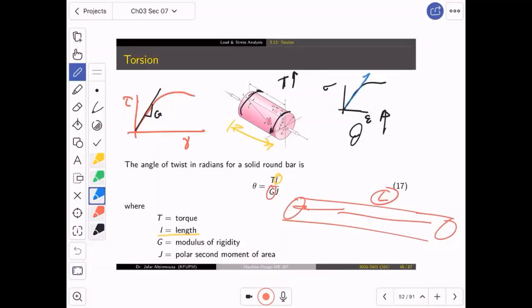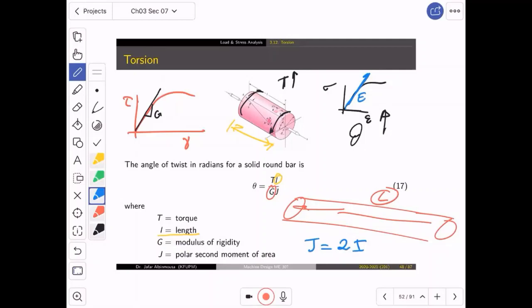Just as when we say that this slope is E, similar to sigma and epsilon. Do you get that? J is the polar second moment of area, which is similar to the moment of inertia. You will see that they are very close friends. Just to give you the insight, J is actually twice I, as simple as that. So if you know I, multiply it by 2, and you will get J.